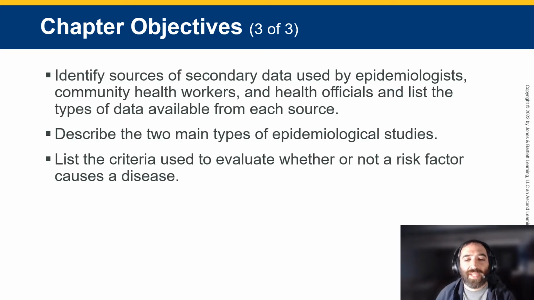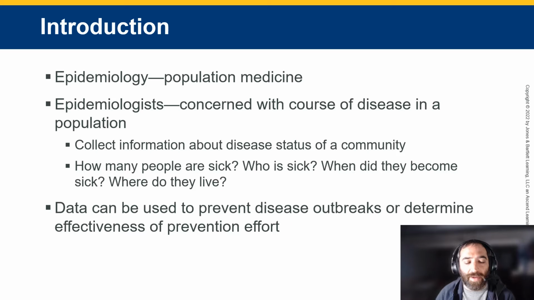Identify sources of secondary data used by epidemiologists. Describe two main types of epidemiological, actually we're not going to do the studies. And then we're going to list the criteria used to evaluate whether or not a risk factor causes a disease. All right, so let's start at the beginning here.